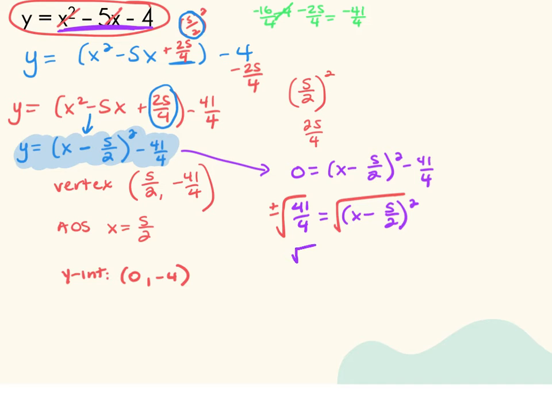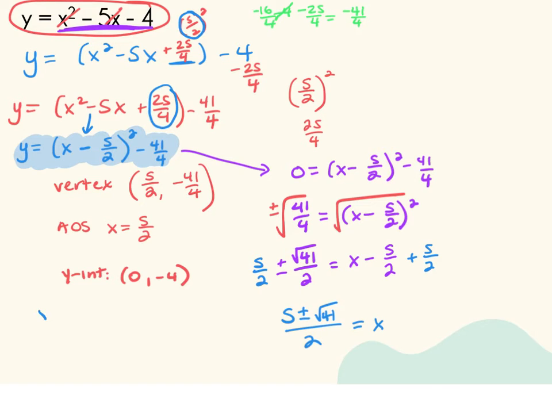I'd get square root of 41 over 2, because it's the square root of 41 over the square root of 4, equals x minus 5 halves. I'm going to add the 5 halves. And I get 5 plus and minus square root 41 over 2.